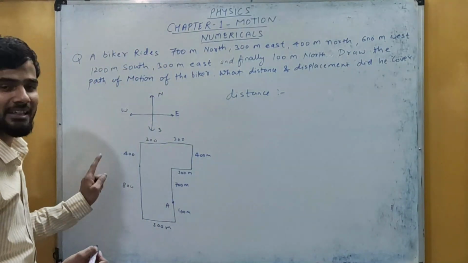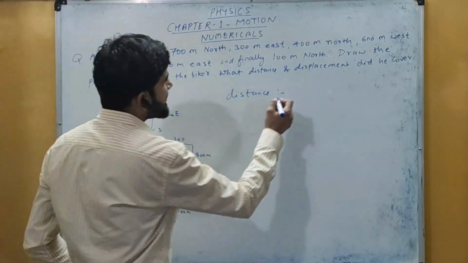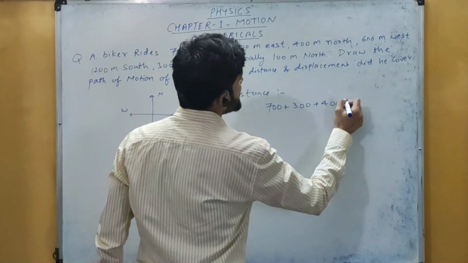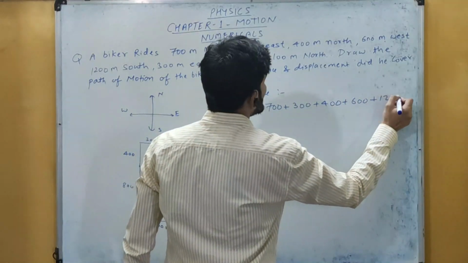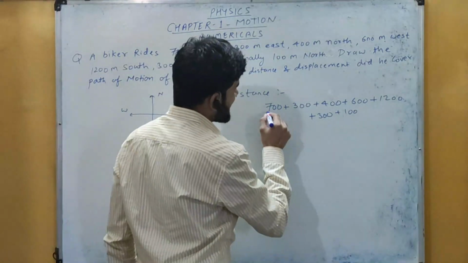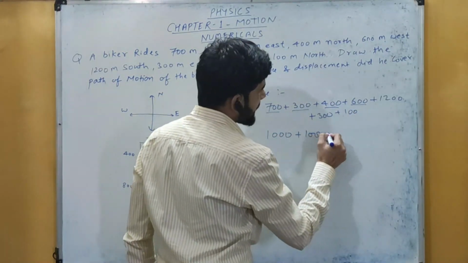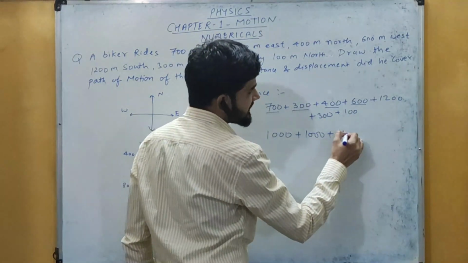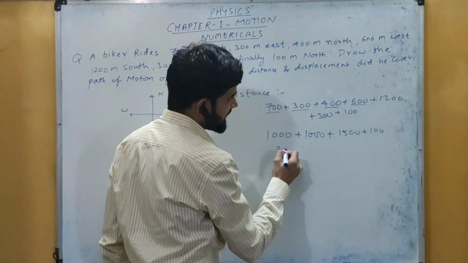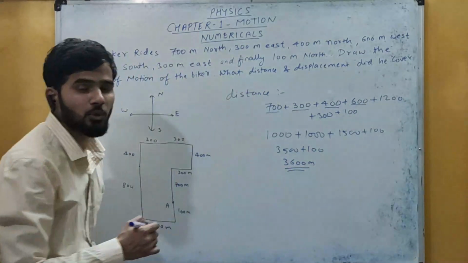मतलब जो टोटल पाथ उसने कवर किया है, हमें क्या करना है? टोटल उसको ऐड करना है. Either you can use this graph or you can add the total values. So here we have 700 plus 300 plus 400 plus 600 plus 1200 plus 300 plus 100 meters. So we'll add them. 700 plus 300, that is 1000, plus 600 plus 400, again 1000, plus 1200 plus 300, that is 1500, plus 100. So 1000, 2000, 3000, that is 3500 plus 100, that is 3600 meters. So this is the total distance traveled.